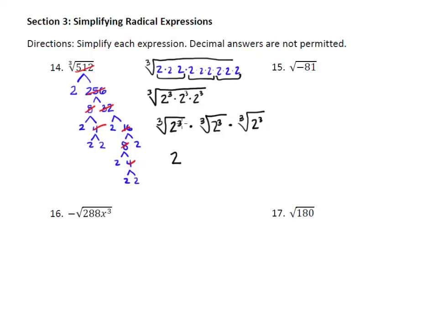In fact, 2 to the third power is 8, and the cubic root of 8, what number times itself 3 times is equal to 8? The answer is 2. So cubic root of 2 cubed is just 2. Cubic root of 2 cubed is also 2. In fact, what I want to do with these numbers, I'm going to draw them in different colors. I'm going to do this 2 in purple. I'm going to do this 2 in green. And this one, lo and behold, it is also cubic root of 2 cubed is 2. And so I can multiply all those together, 2 times 2 times 2, and my final answer is 8. So that is the answer to problem number 14.